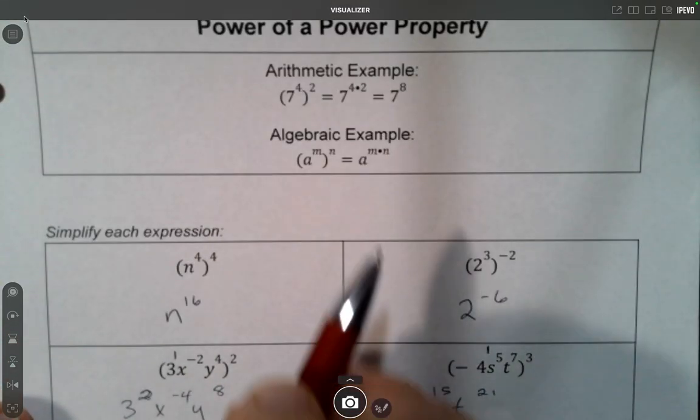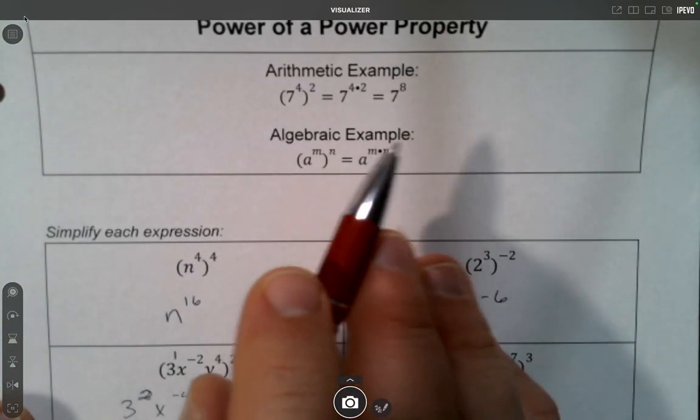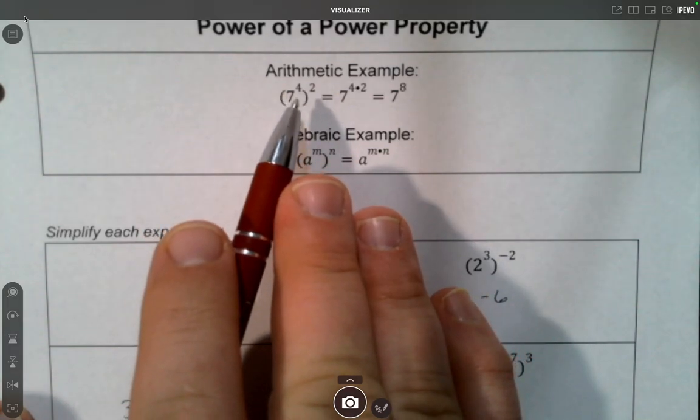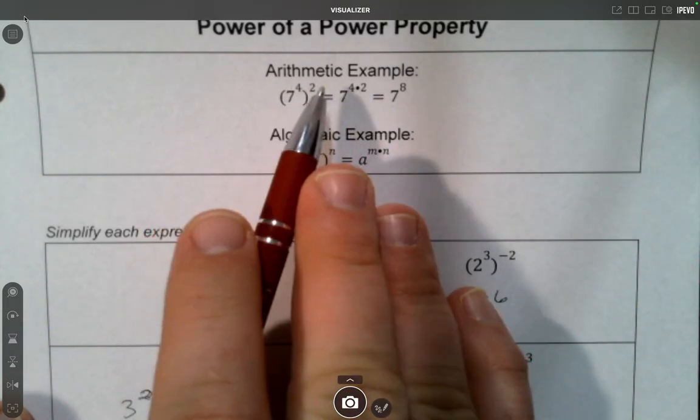So you got to remember, when you're multiplying two things together, you add the exponents. When you have an exponent raised to an exponent, you multiply the exponents together.